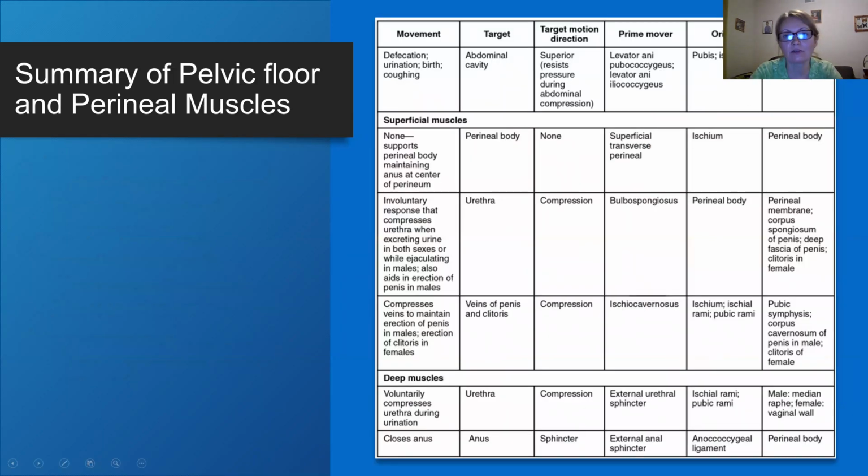So here, and again, you can take a minute, pause the video, or just go back to our PowerPoints because my picture can be in your way, and study this table that will tell you superficial muscles, deep muscles of the pelvic floor and perineum.